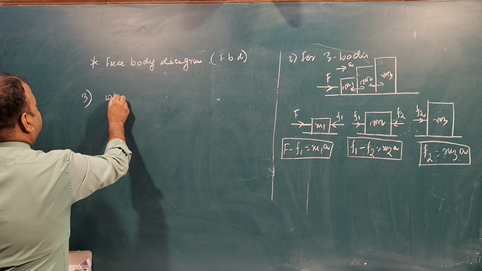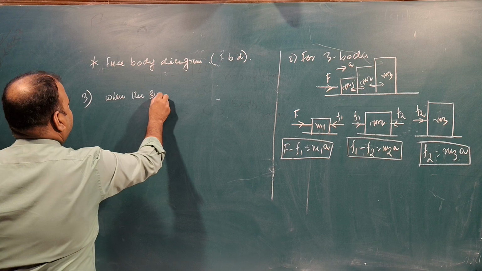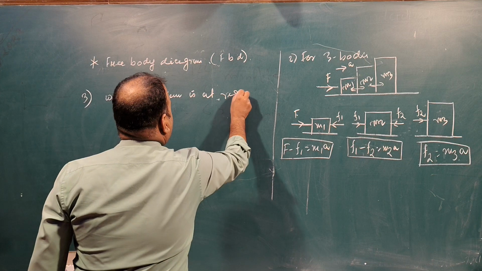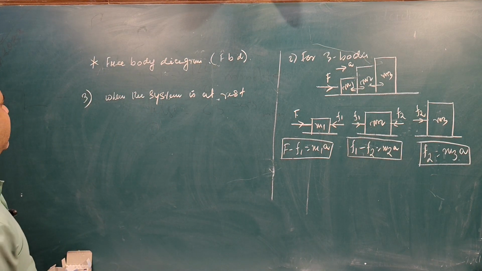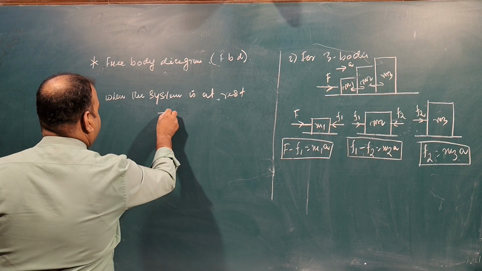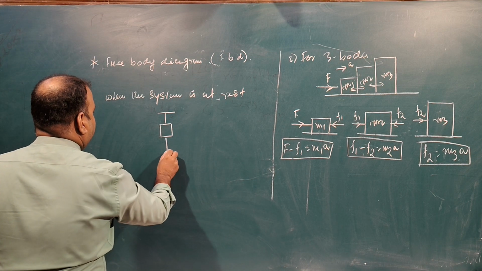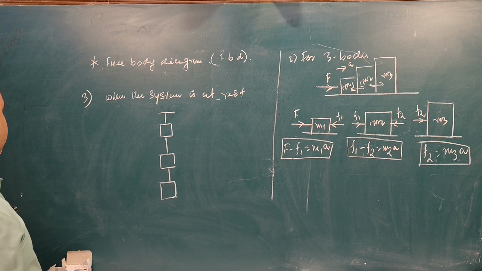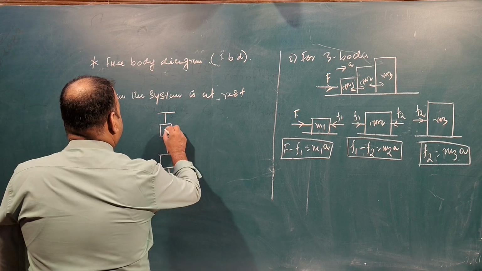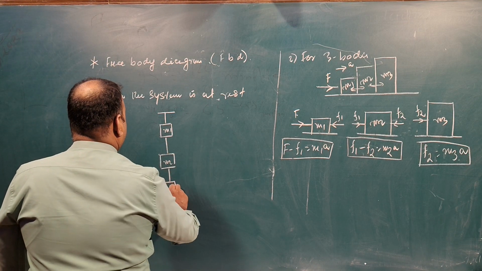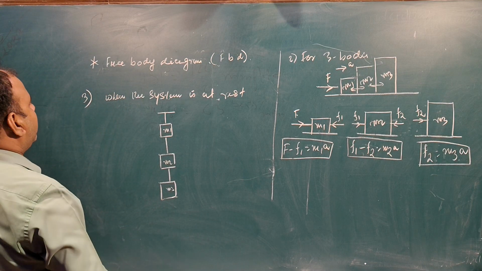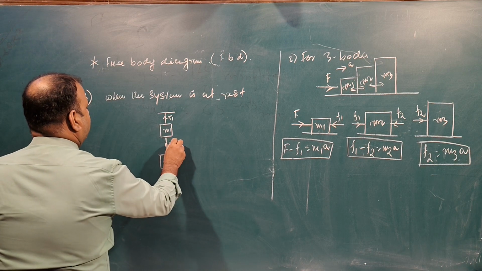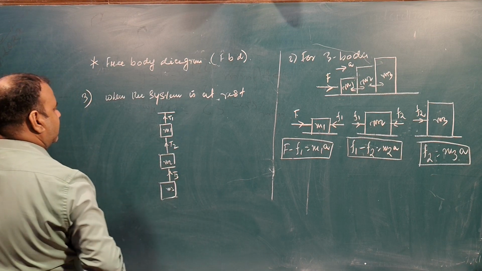When the system is at rest, then you remember this is a system at rest. One body is here, another body is here, another body is here, like this. In this case, this is M1, this is M2, this is M3. So when the system is at rest, here it will be T1, here it will be T2, here it will be T3.